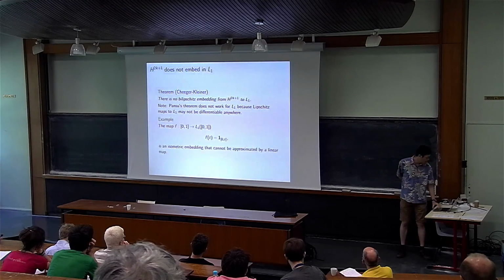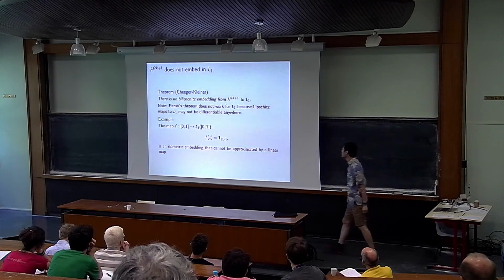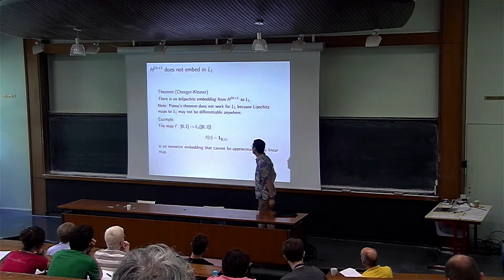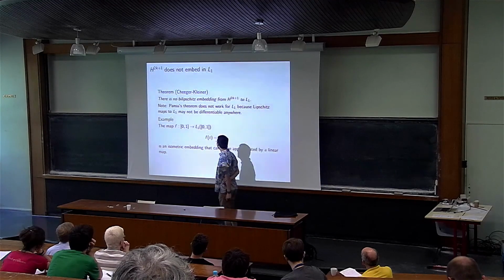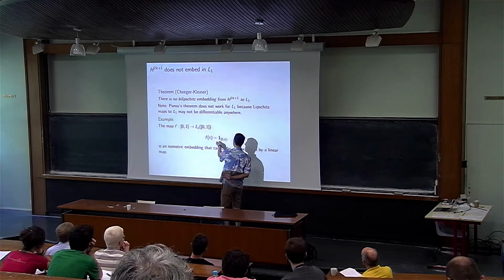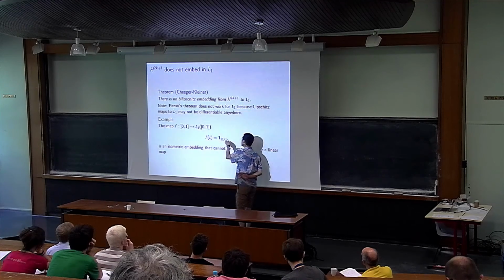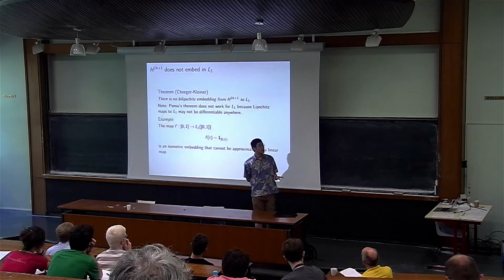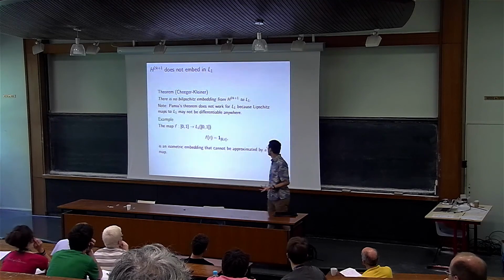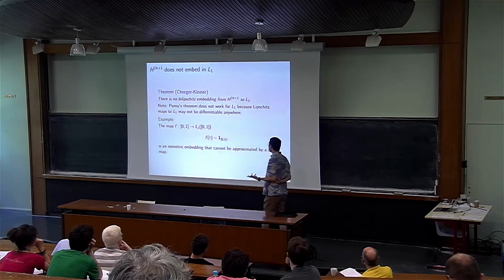The standard example of this is the following map, which embeds an interval into L1 isometrically. We define a map f from [0,1] to L1, where we send f of t to the characteristic function of the interval from 0 to t. And you can check that this is an isometry. This is an isometric embedding of the interval into L1, but it's not linear anywhere.